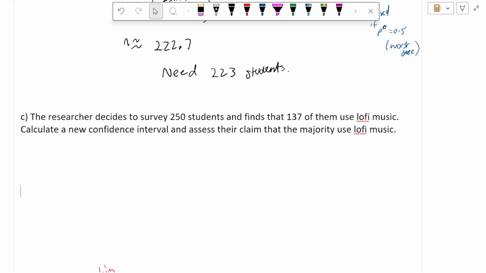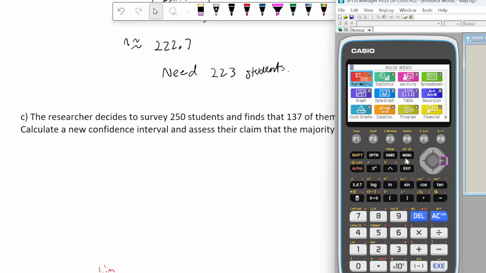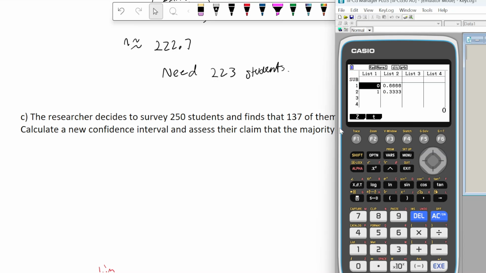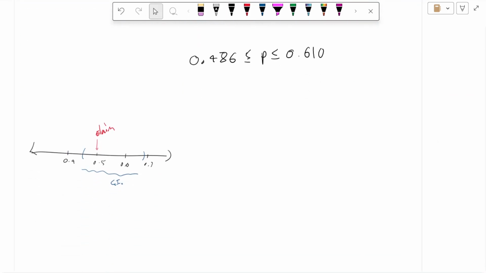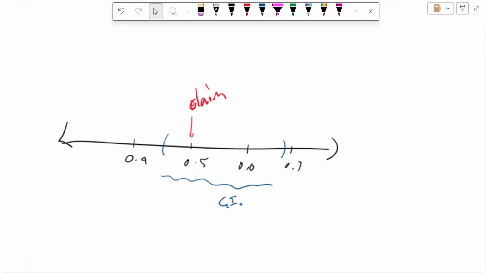We need to calculate a new confidence interval. Now, this is technically from last video, but we'll just do it as a little recap. So interval, one prop, you got 137 and 250, and we get 0.486 to 0.61. Okay, so that confidence interval is absolutely skinnier than last time. So this was our old confidence interval here. Our new confidence interval goes from 0.486 up to 0.61.